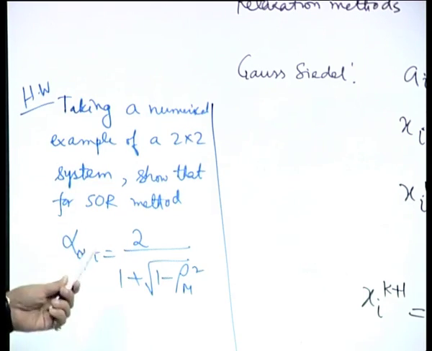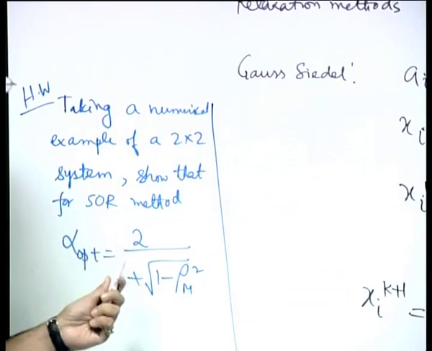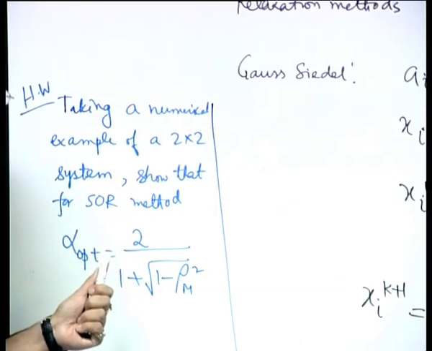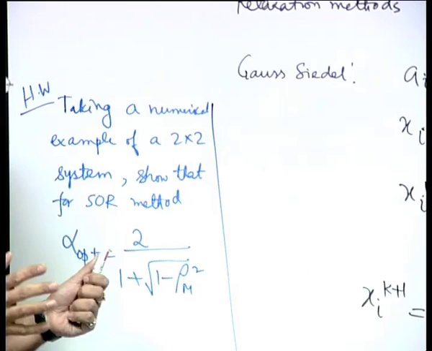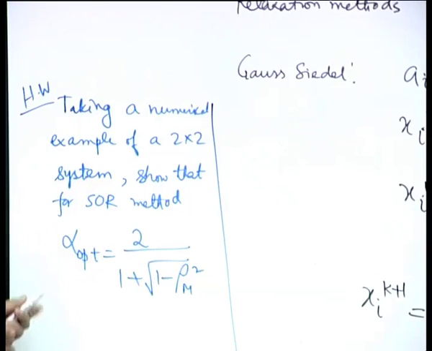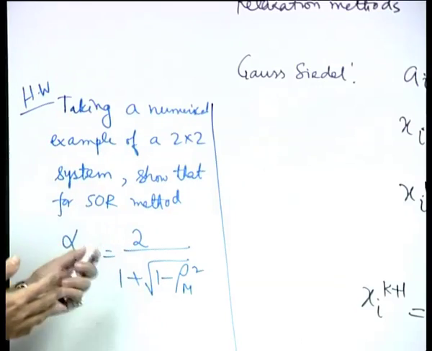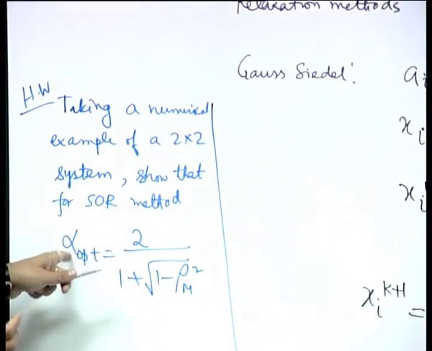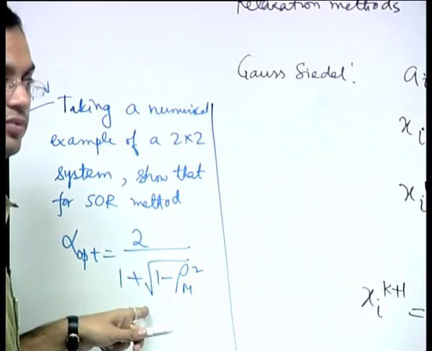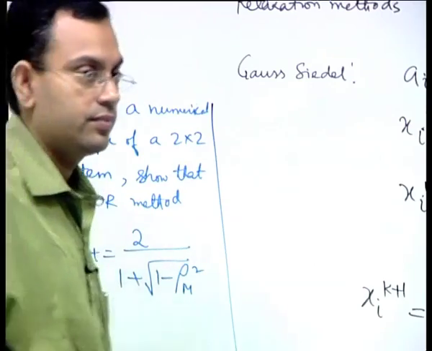Of course this can be even shown analytically, but it is much more convenient to show it through some numerical examples. So you can work out a few numerical examples with a few choices of the coefficient matrix A, and you can show this by showing that you require the minimum number of iterations to achieve convergence when the value of alpha is equal to this one. So that will give you the fastest rate of convergence.